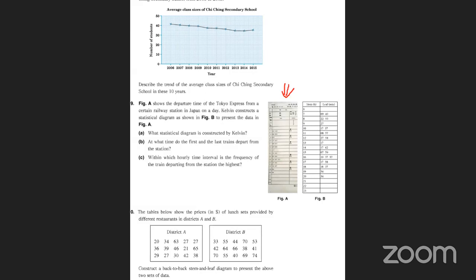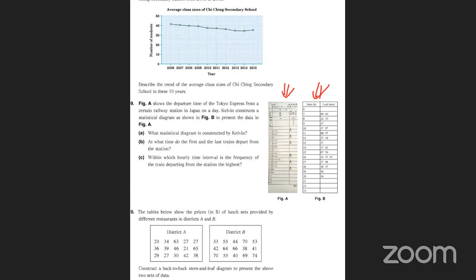And then Calvin constructs a statistical diagram as shown in figure B. And then this is the statistical diagram constructed by Calvin. What kind of statistical diagram is constructed by Calvin? What do you think for this one? I think it is very clear. Diagram. Can you see this one?